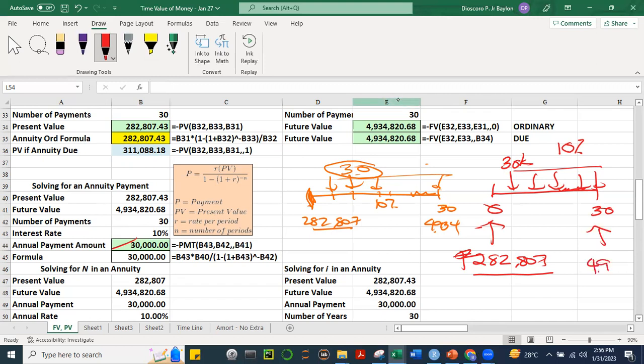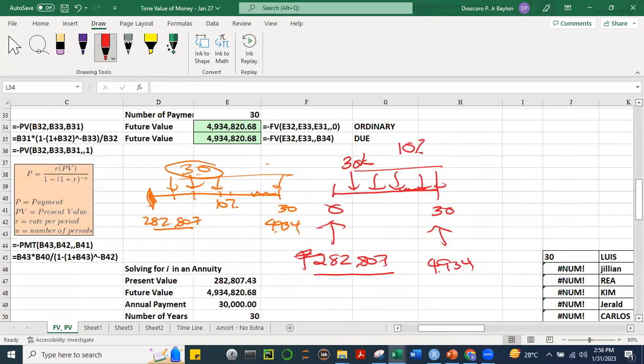4.934 million. Also, 282,807 is equivalent to 4.934 million after 30 years. So all these cash flows are equivalent cash flows. This is equivalent to this one, this is equivalent to this one, and this is equivalent to this one.